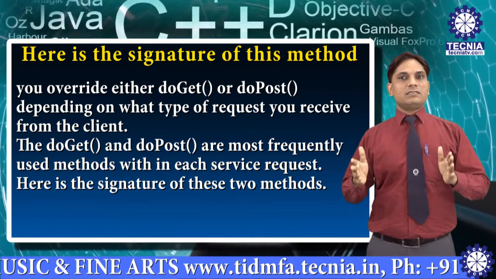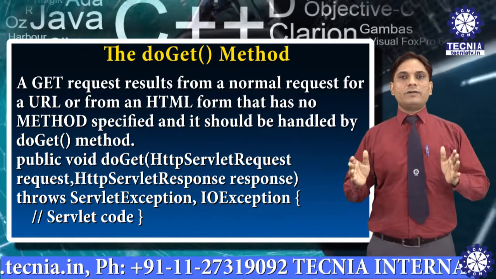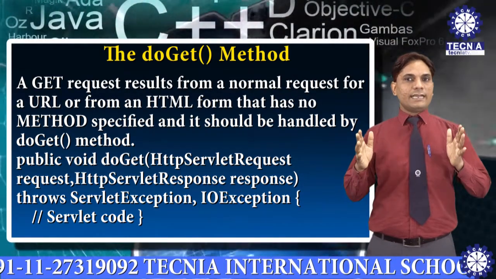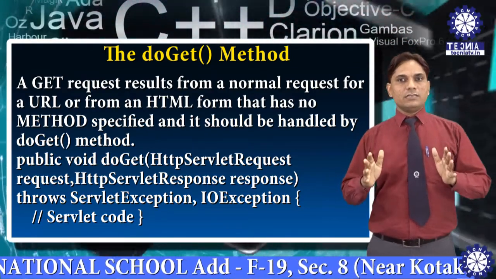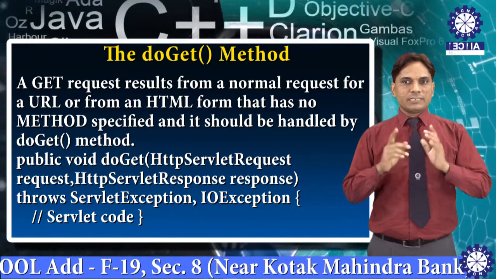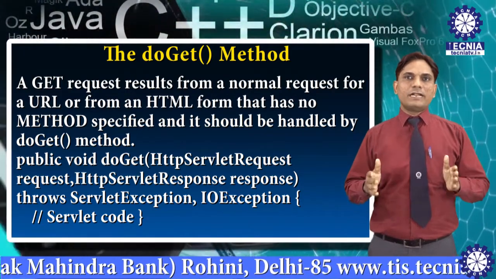Here is the signature of these two methods. Number 1, the doGet method. How can we use the doGet method in the servlet? A GET request results from a normal request for a URL or from HTML forms that have no method specified. It should be handled by the doGet method. And how to declare the doGet method?